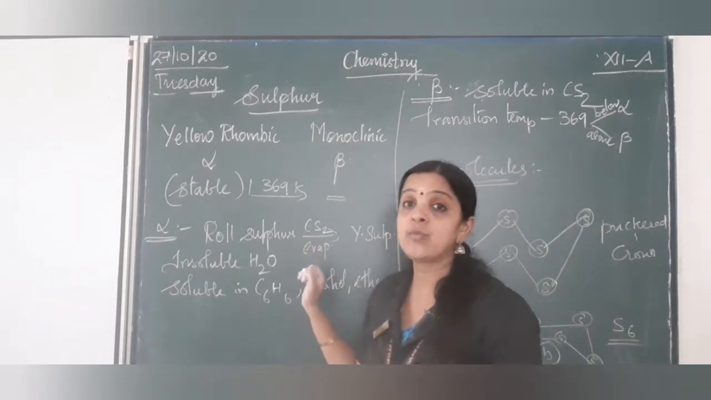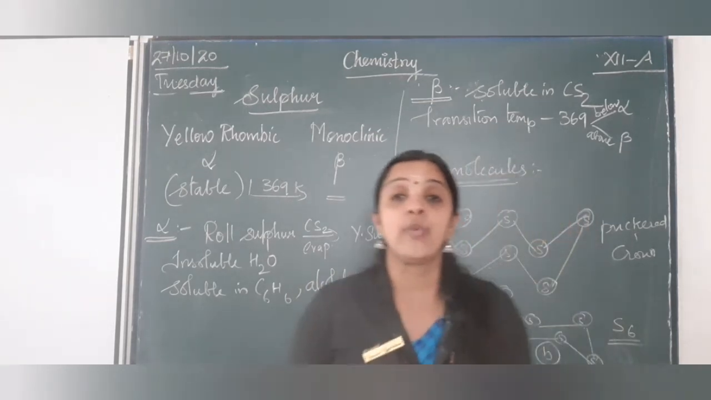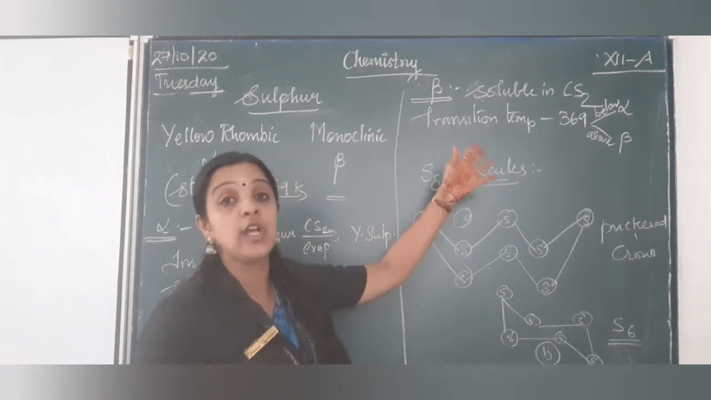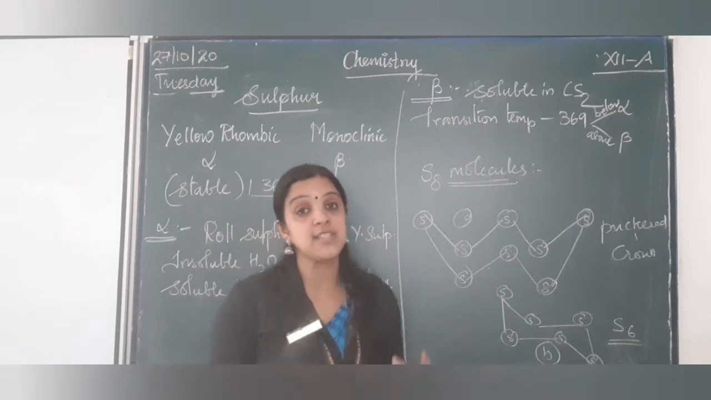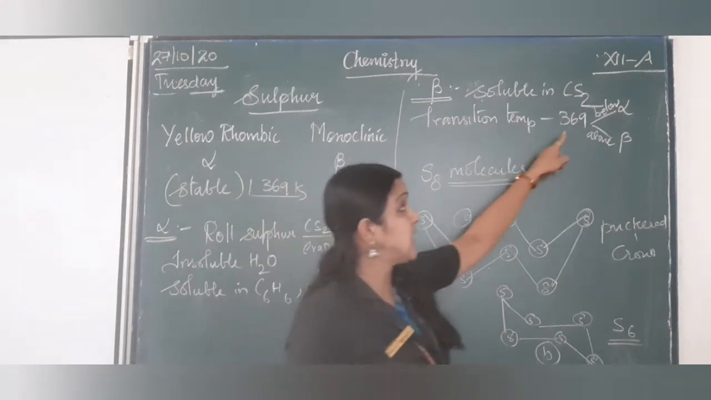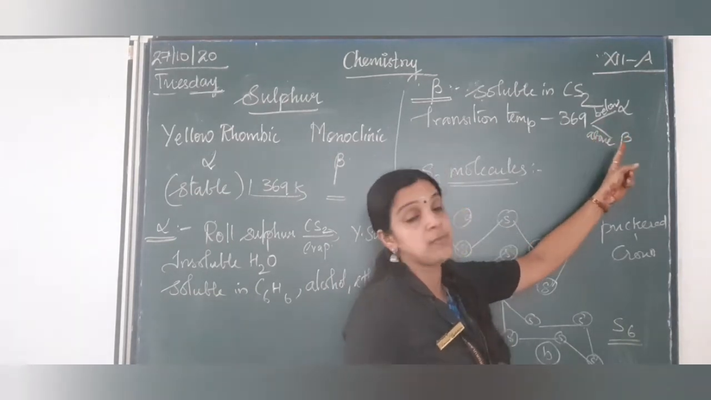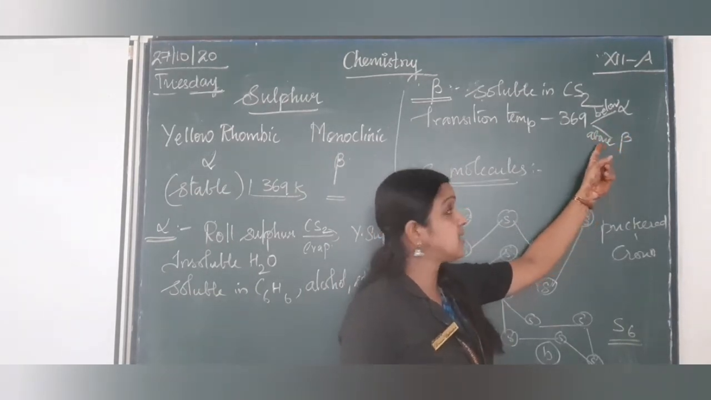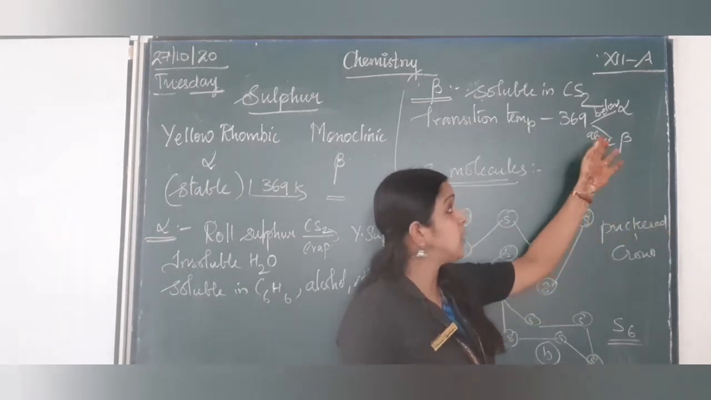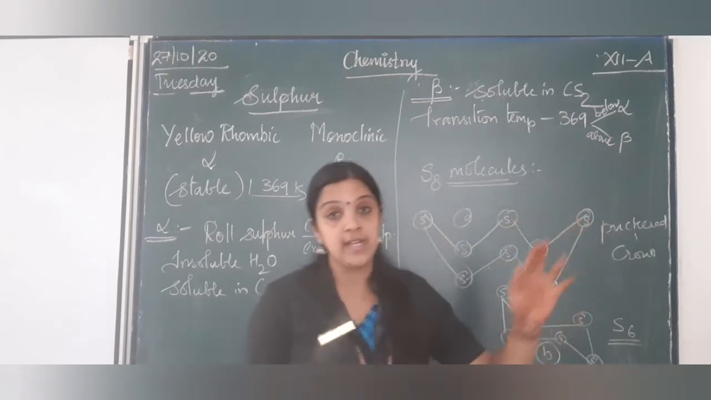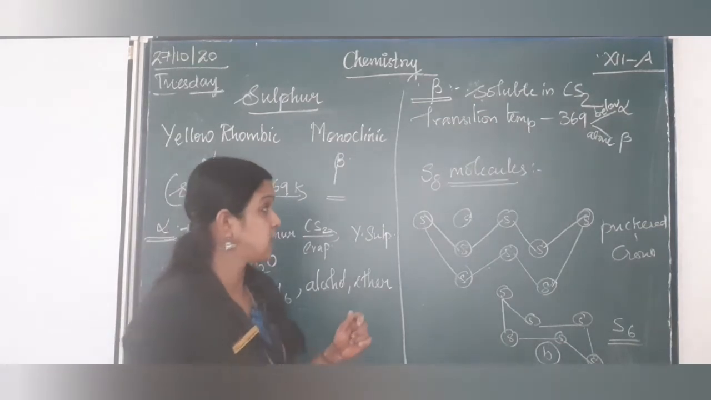It is insoluble in water, but it is soluble in benzene, alcohol and ether. When you come to beta sulfur, it is soluble in carbon disulfide, and there is a temperature which we call the transition temperature, 369 Kelvin, below which alpha sulfur is more stable, above which beta sulfur is more stable. That is, above 369 Kelvin, beta sulfur exists, and below 369 Kelvin, alpha sulfur exists. Such a temperature we call a transition temperature.